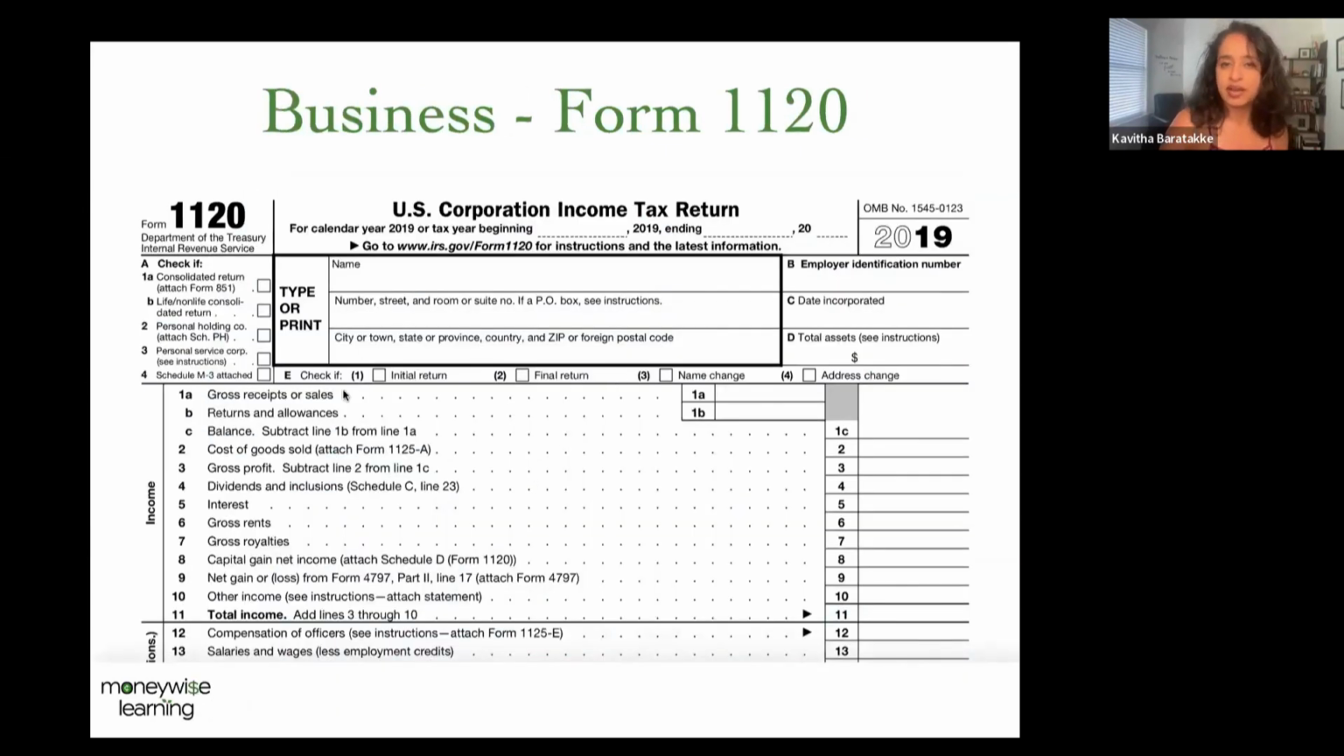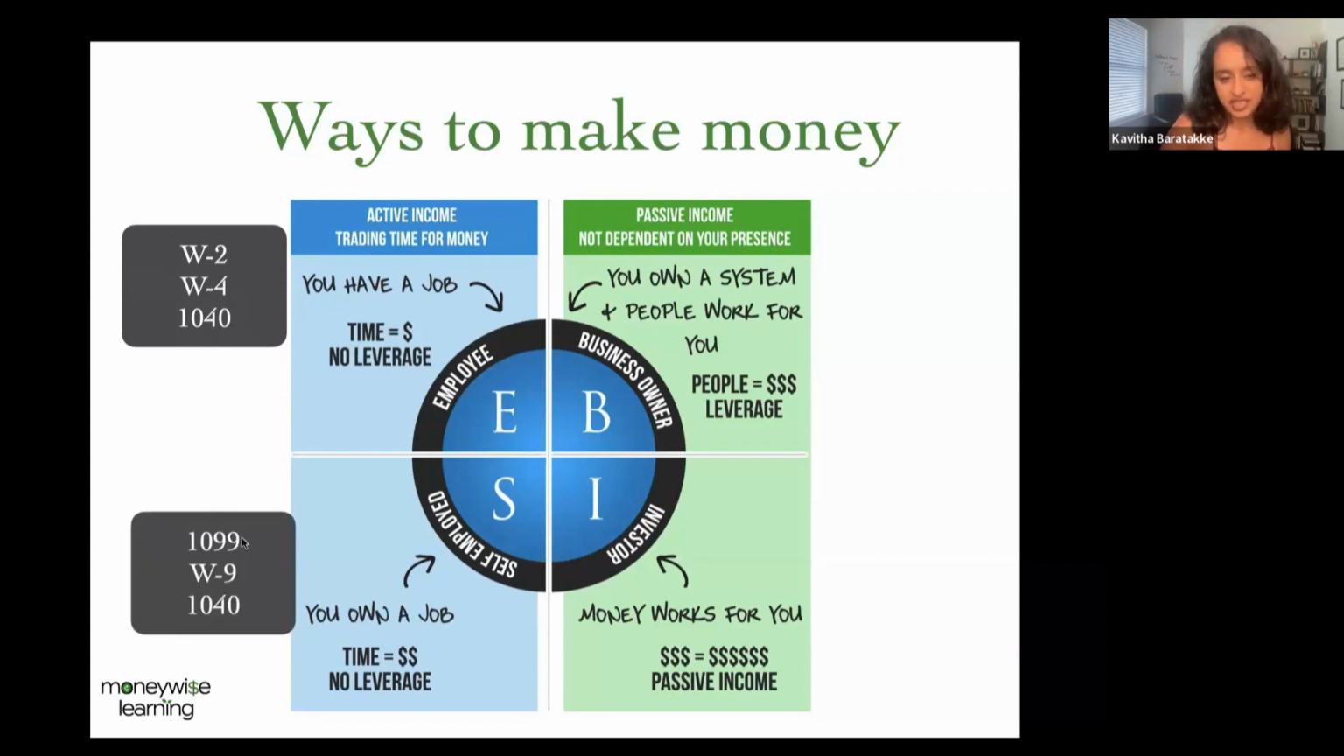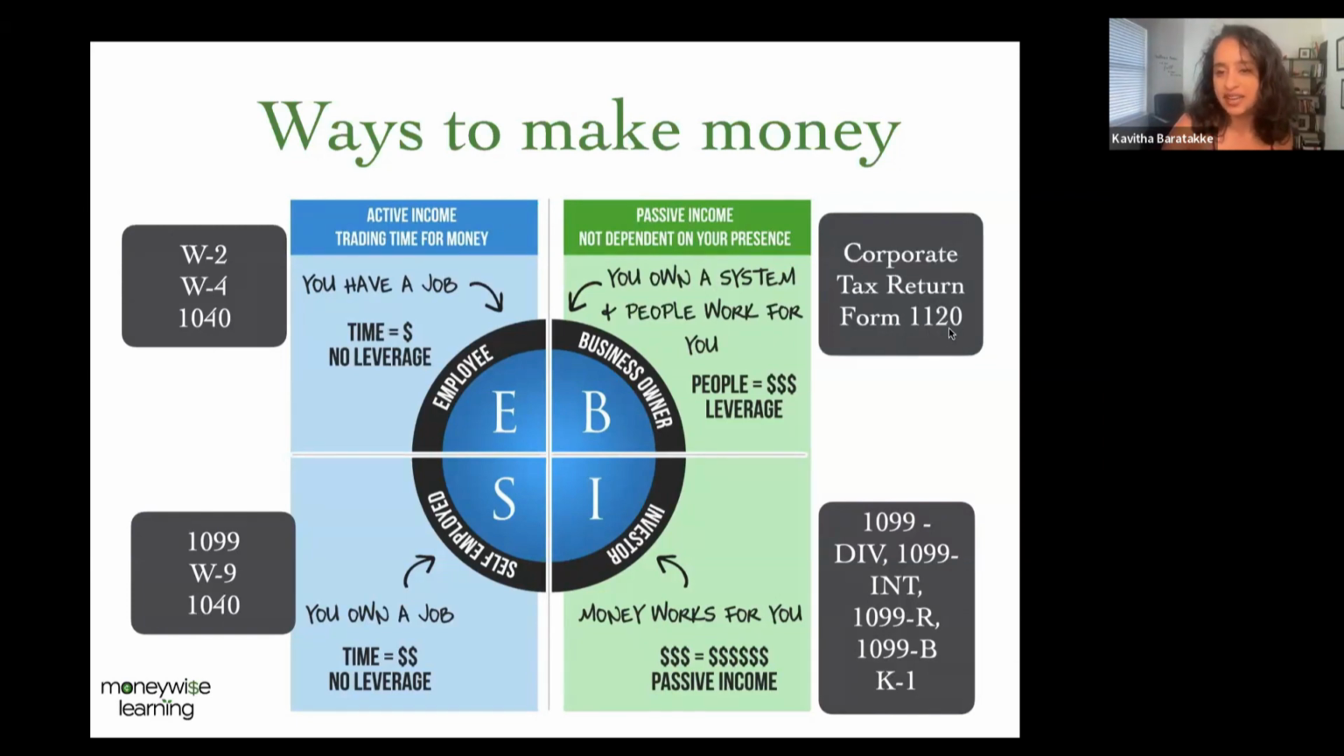So then you have different forms. If you have businesses, you have 1120. Let's summarize the different ways to make money against all the different forms. So you have W-2, W-4, 1040 if you are an employee. You have 1099, W-9, and 1040 if you are a self-employed person. You have 1099-DIV, 1099-INT, 1099-R, 1099-B, and K-1 if you're an investor. And last but not least, if you're a business, you will file a corporate tax return called Form 1120.